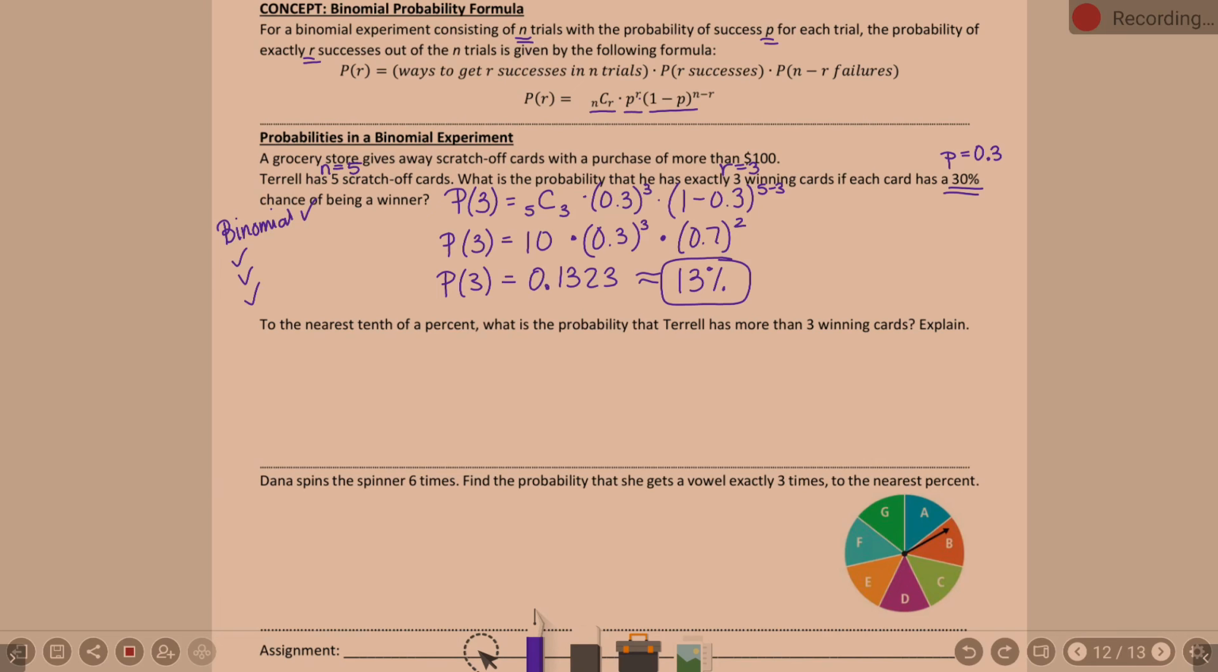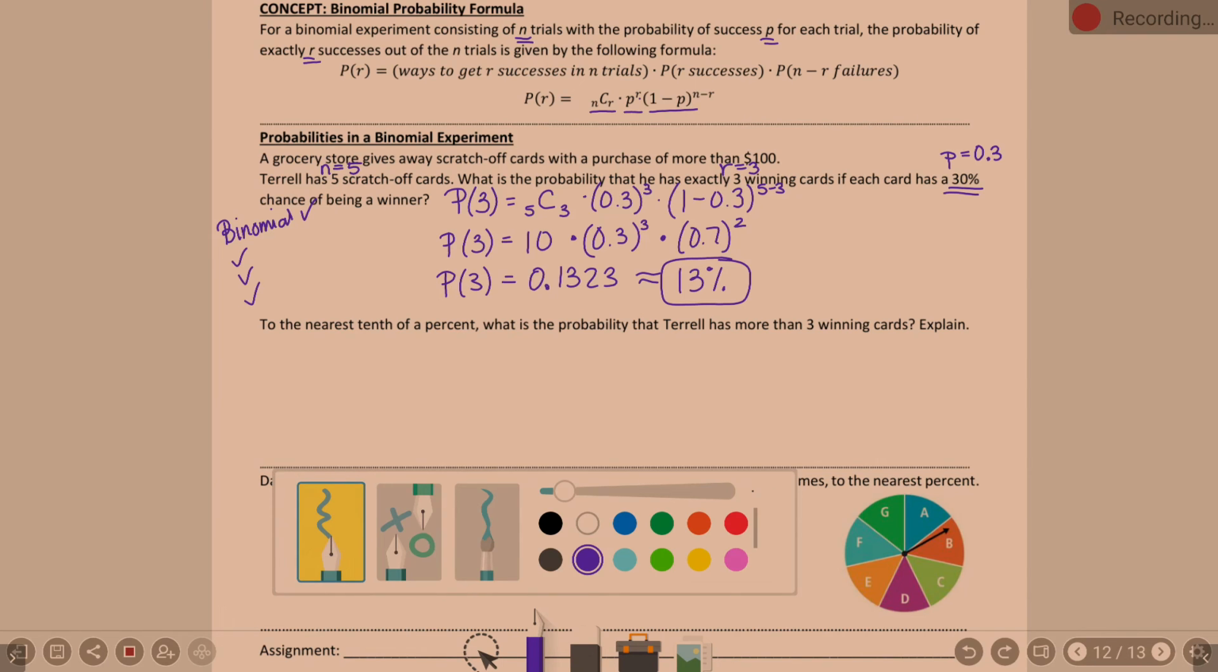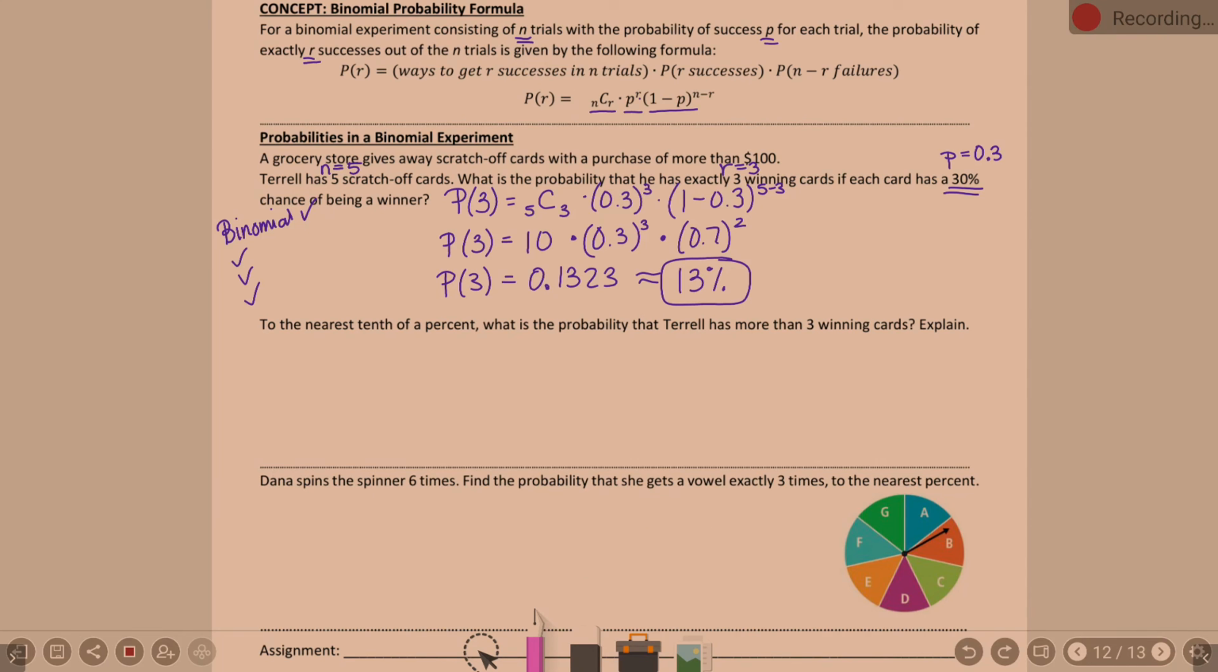part B. Not labeled as part B, but essentially it's part B. This next one says to the nearest tenth of a percent, what's the probability that Terrell has more than 3 winning cards? What does more than 3 mean? So more than 3 would be 4 and 5.